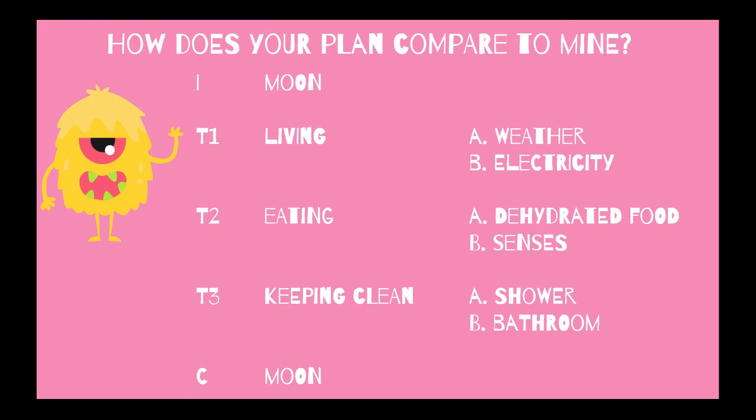My T2 is all about eating on the moon. So my A detail was going to be about eating dehydrated food, and my B detail was all about my senses. And then my T3 topic is how to keep clean on the moon. So my A detail is taking a shower, and my B detail was going to the bathroom.